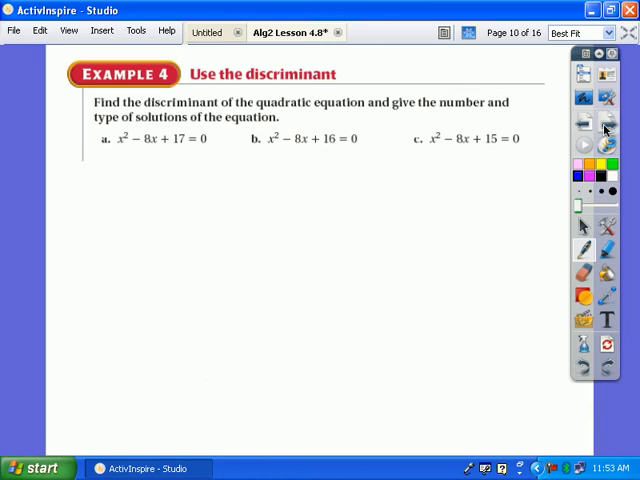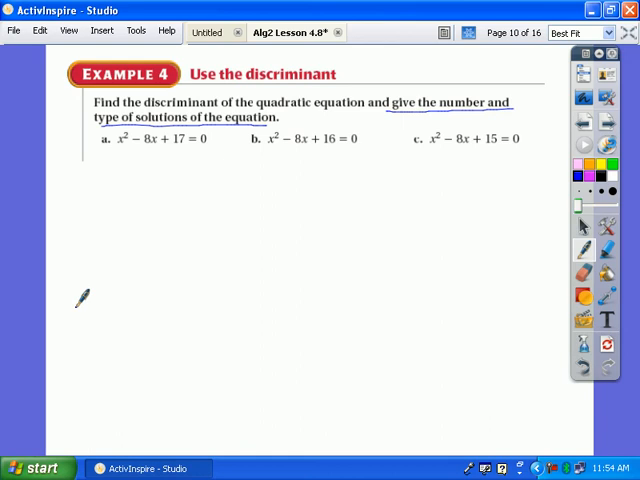You can just use the discriminant to answer the question. So here, for instance, they say, give the number and type of solutions of the equation. Well, this would be one time where you wouldn't have to use the full quadratic formula. You could just use the discriminant to assist you.